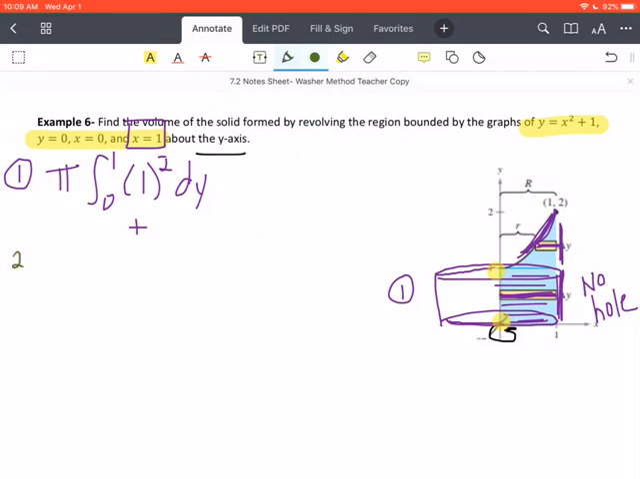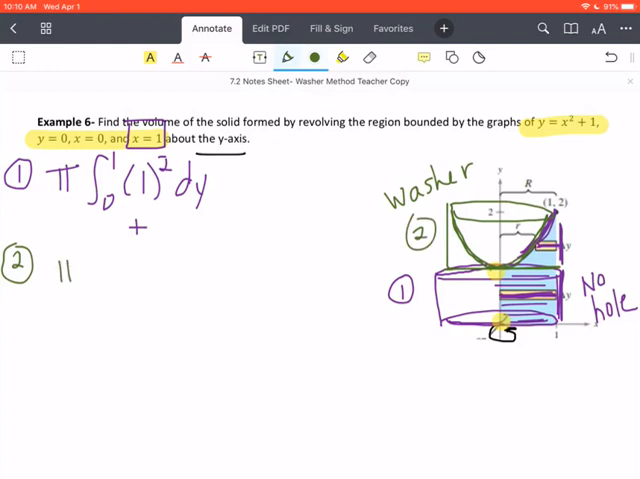Okay, so if we look at solid 2, we see that if we rotate it about the y-axis, now we have kind of this sphere that has this parabola-like hole that is cut out of it. So this is going to use the washer method. So the green is going to use washers. So I have pi, from not 0 to 1. Now I need to look at my 1 to 2.